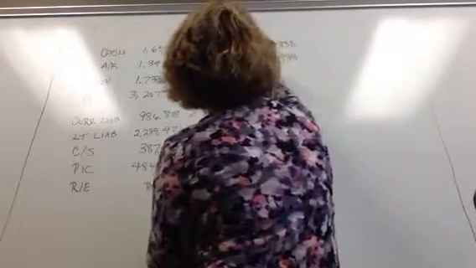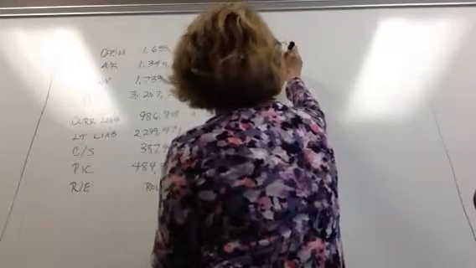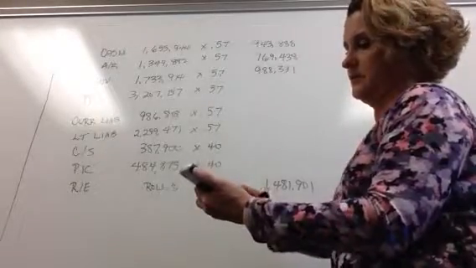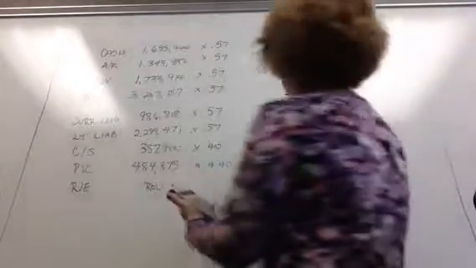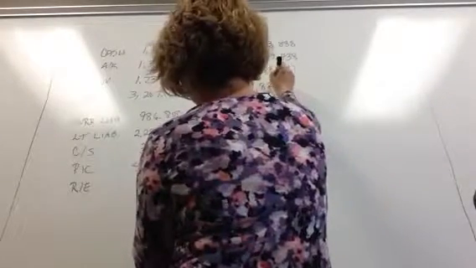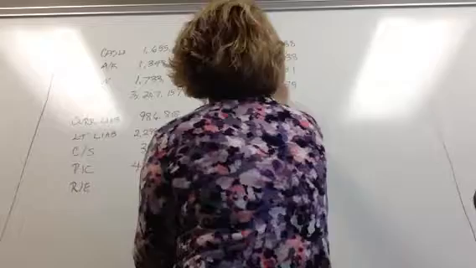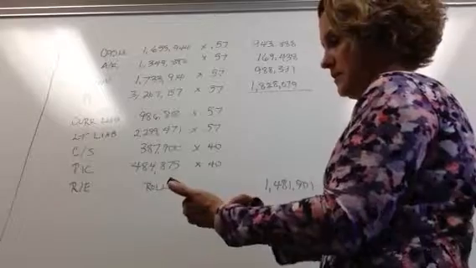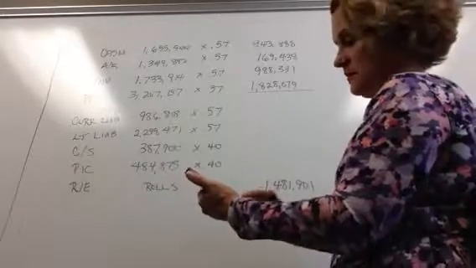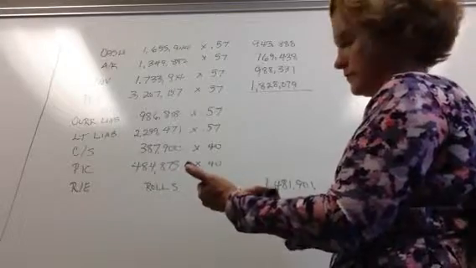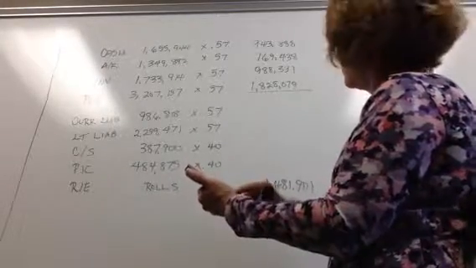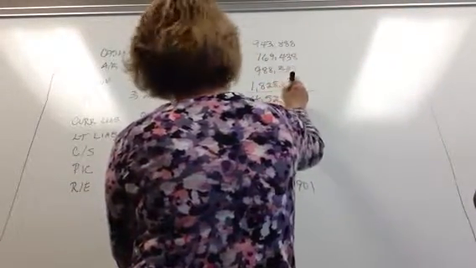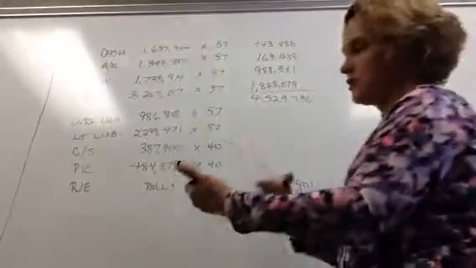Okay, then multiply that across: 988,331, again rounding it up. And then that gives me $1,828,079. Now I'm going to subtotal those because that's all my assets, okay? So then I can add those up. And that gives me $4,529,736. Then I can start into my liabilities.